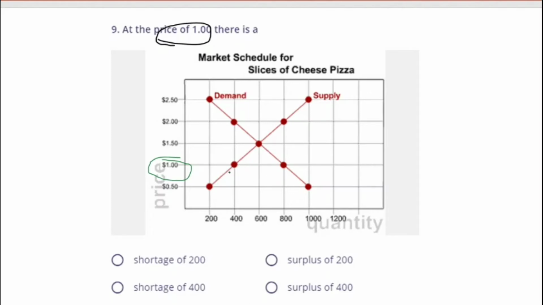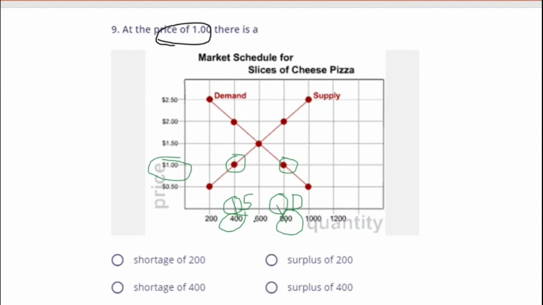But first, let's deal with the supply curve. This is the supply curve, and those are the points. This is the demand curve. Okay, it was the 400, the other one with 800. Which is which? This one, 400, is for the quantity supplied, and this one, 800, is for the quantity demanded.